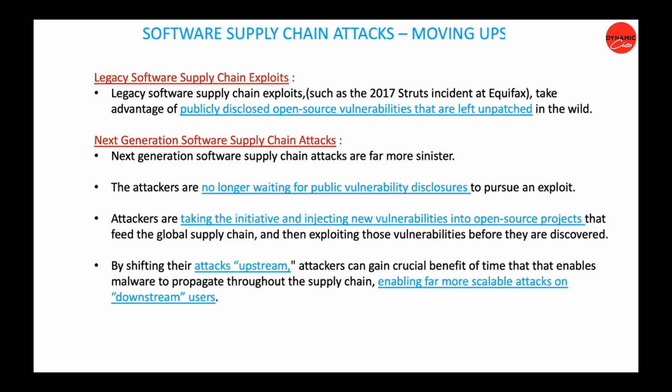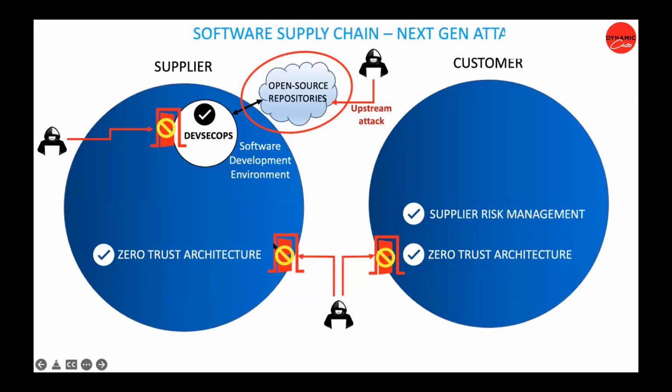By moving upstream, they get more time before the attack is detected. So they get an advantage of time, and an advantage of a much larger volume of customers downstream who get breached. So instead of just focusing on the areas that are now closed, they're moving upstream and directly attacking open source repositories, right? The next generation attacks are all about open source repositories.